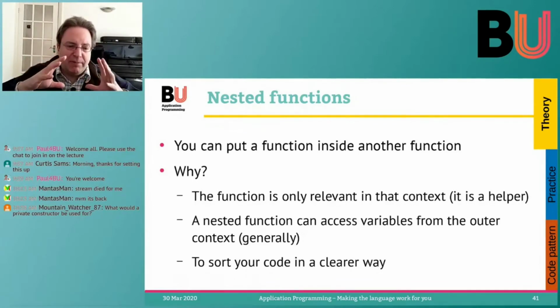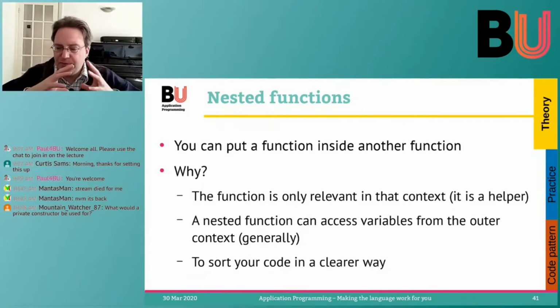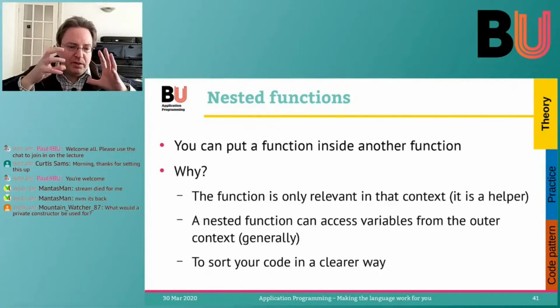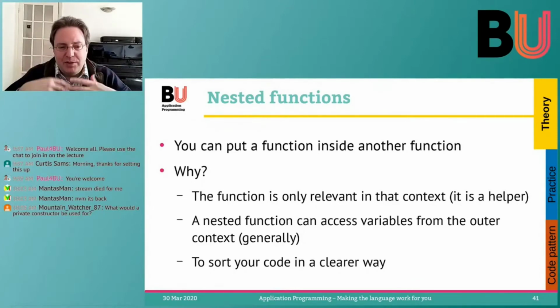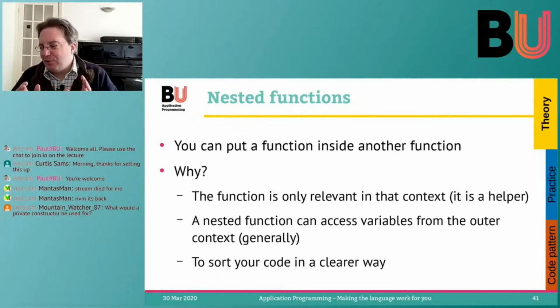Basically what happens here is that if you nest this, it becomes only visible inside that function. So the helper function becomes invisible. It becomes not possible to call this function without going to the right place, so to speak.